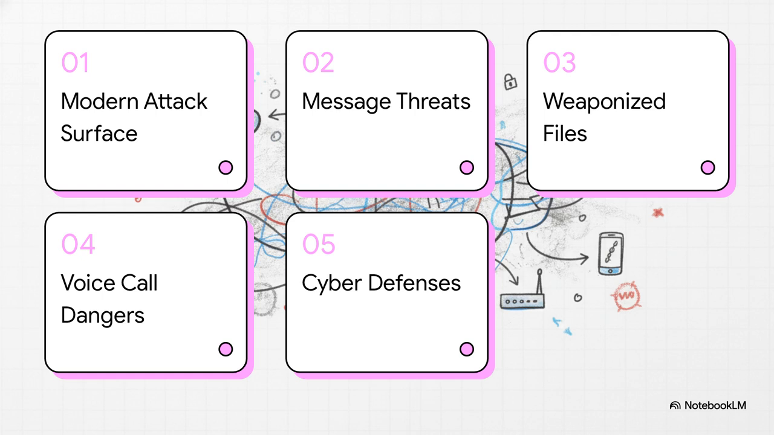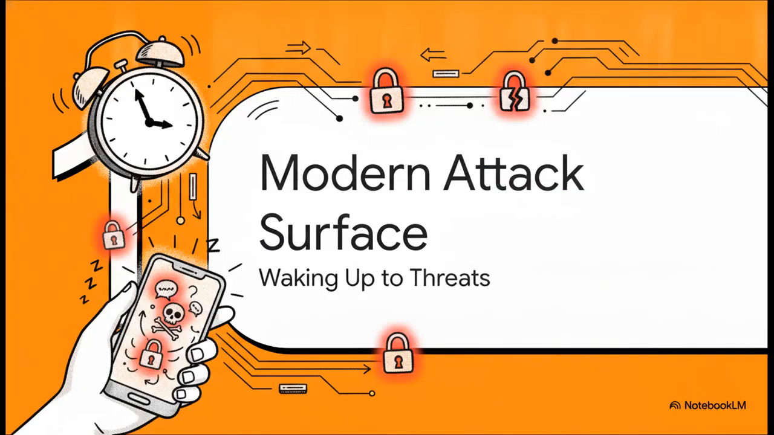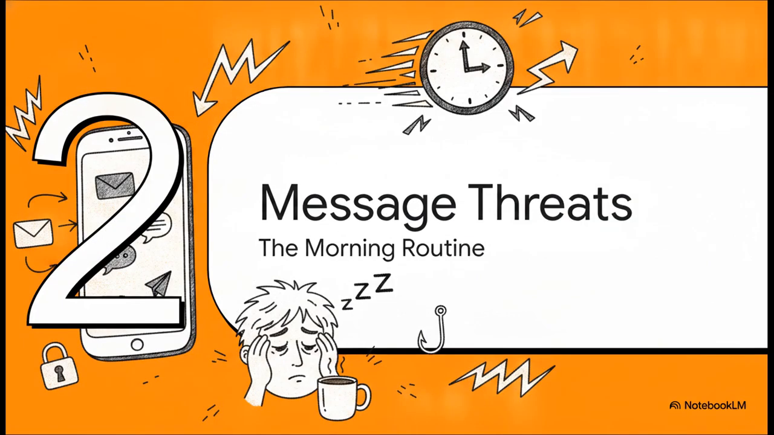For this CompTIA Security Plus objective, here is our roadmap. First, we'll hit the modern attack surface. Second, threats in your messages. Three, weaponized images and files. Four, the danger of voice calls. And finally, number five, strengthening those cyber defenses. All right, let's kick things off with Section 1, the modern attack surface, waking up to threats. And rolling right into Part 2, threats in your messages, the morning routine.